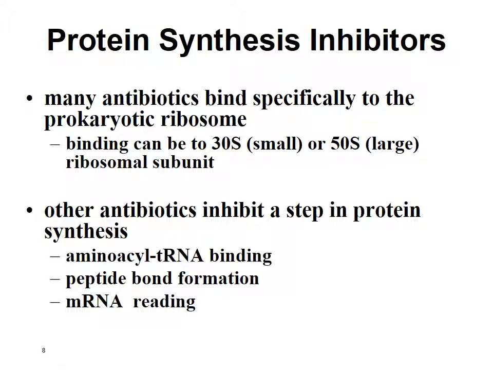Some of these drugs bind to the 30S or small ribosomal subunit, while others attach to the 50S or large subunit. Several different steps in protein synthesis can be affected. So for example, transfer RNA binding can be inhibited, peptide bond formation can be affected, messenger RNA reading, and translocation.